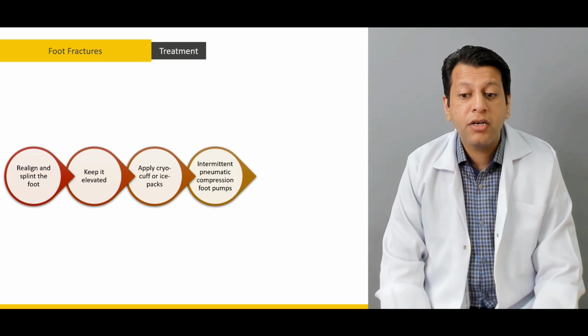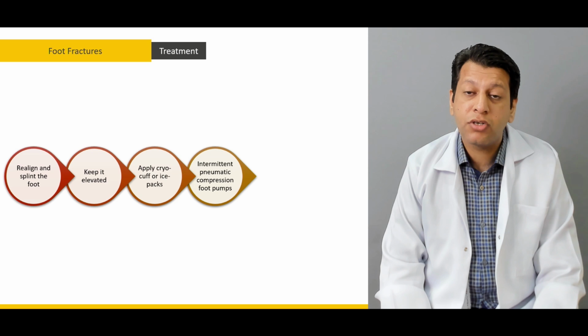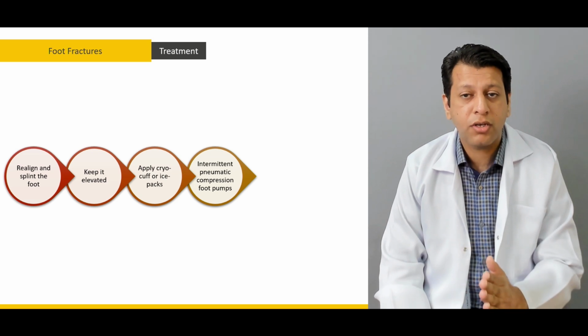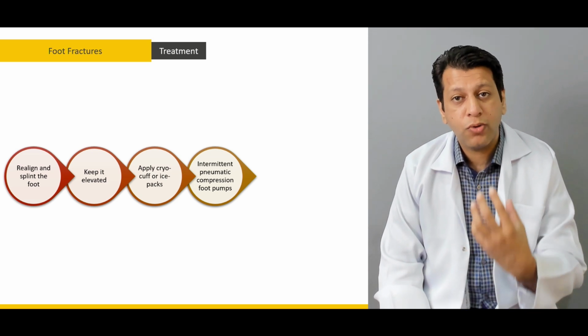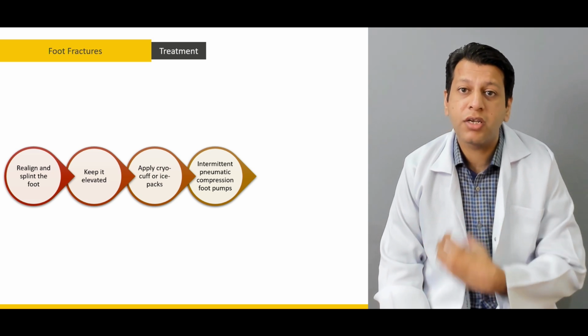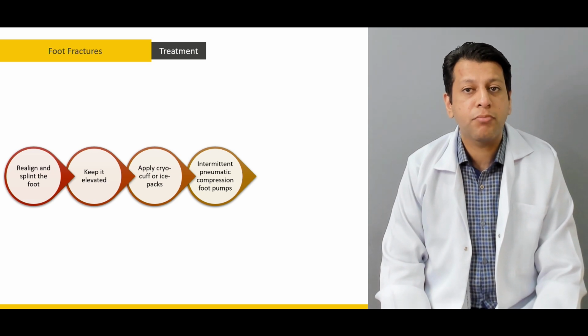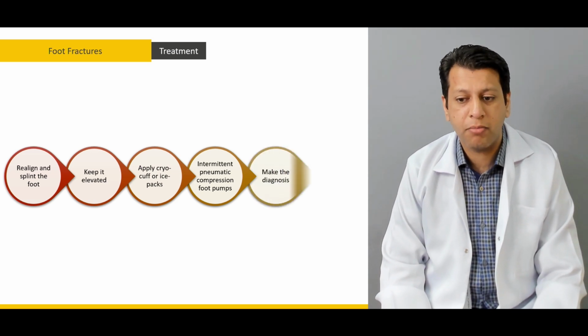Then intermittent pneumatic compression and foot pumps can be used. Why intermittent? Because continuous compression can actually disrupt the vascular supply. So when you are trying to prevent compartment syndrome, this continuous pressure would actually create one. So what you need to do is intermittent pneumatic compression so that the swelling does not happen.